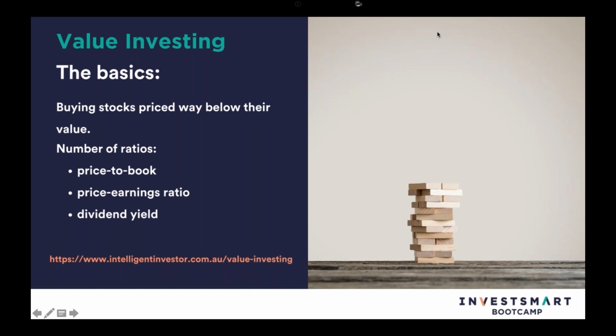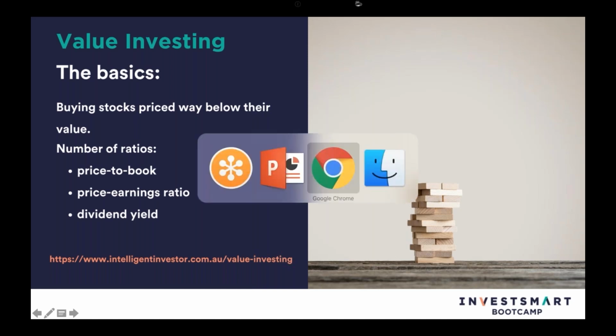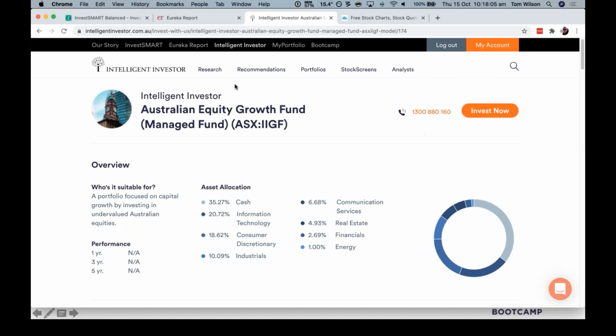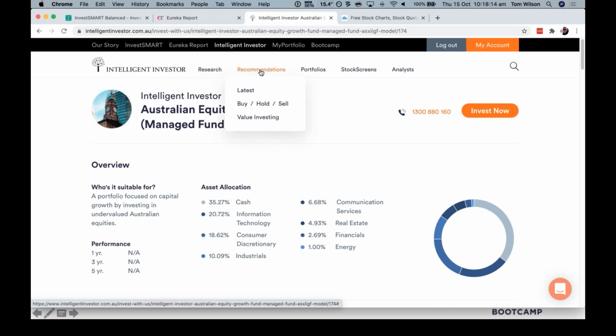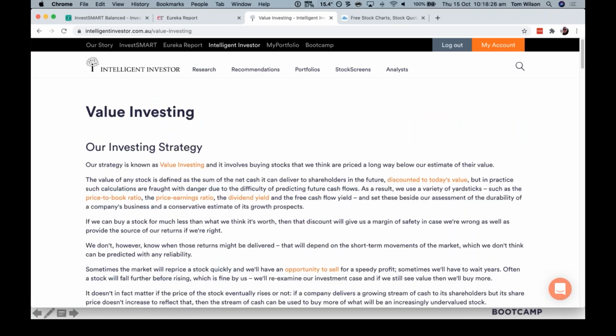The Intelligent Investor website has such a good summary that I'll be doing it an injustice if I try to, I guess, read out what's on here. But if you go to recommendations on the Intelligent Investor website, you can see value investing. So click on that and it will talk about what their strategy is, and it explains value investing here, and you can even click on it and get a more in-depth definition and explanation.